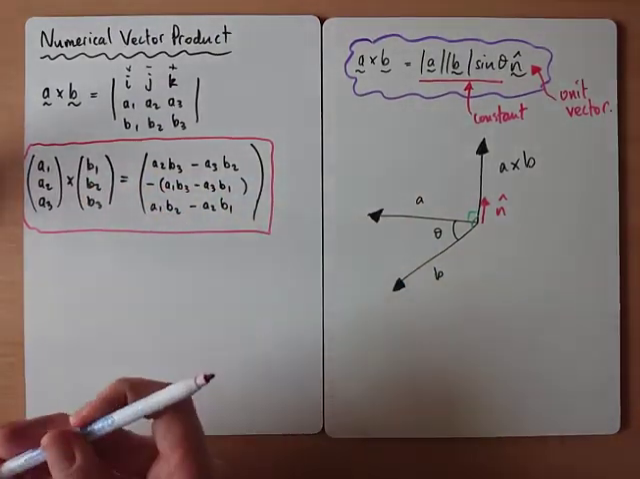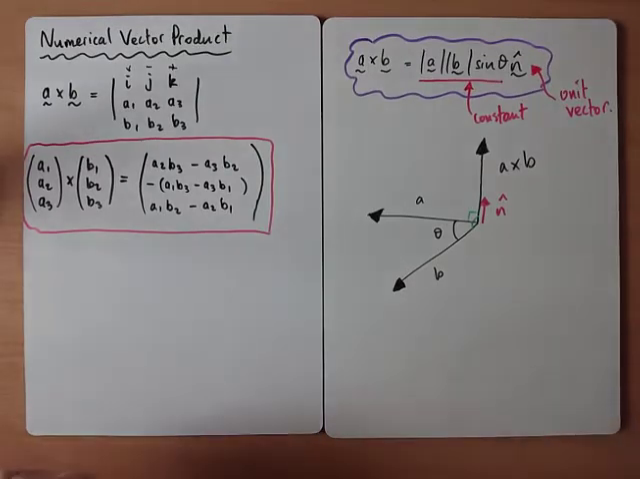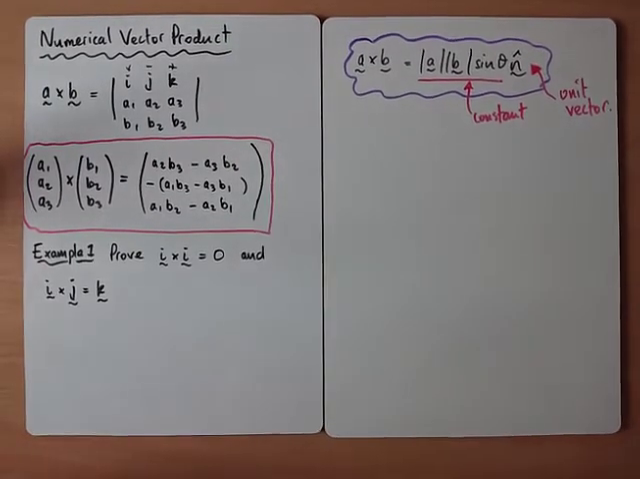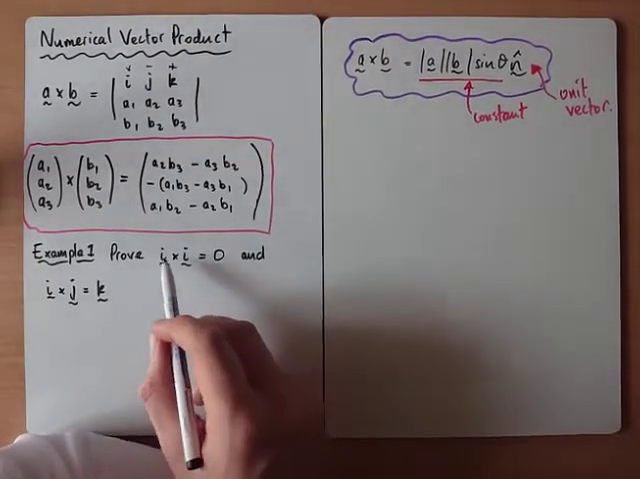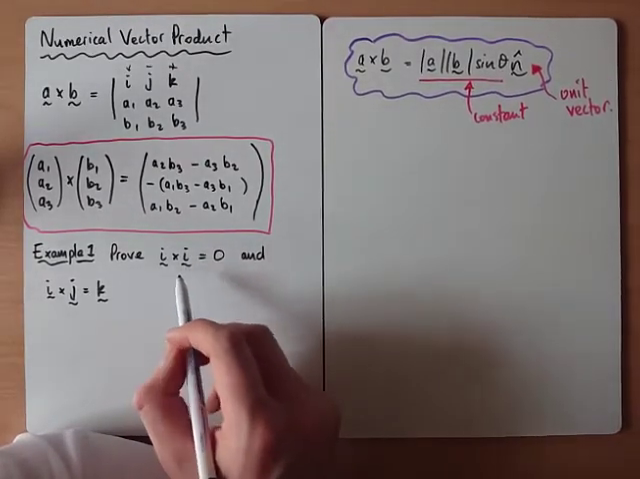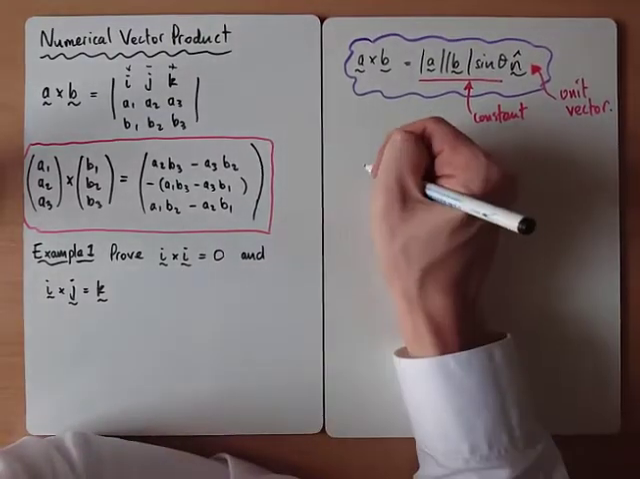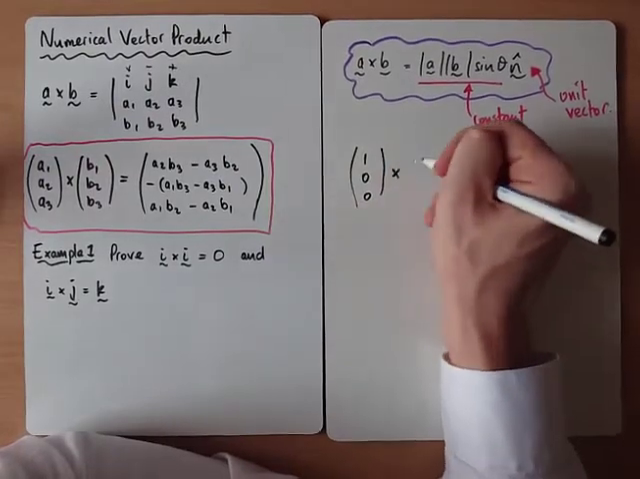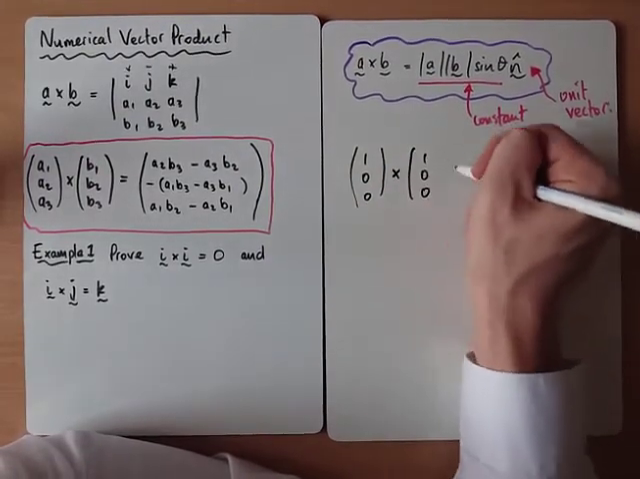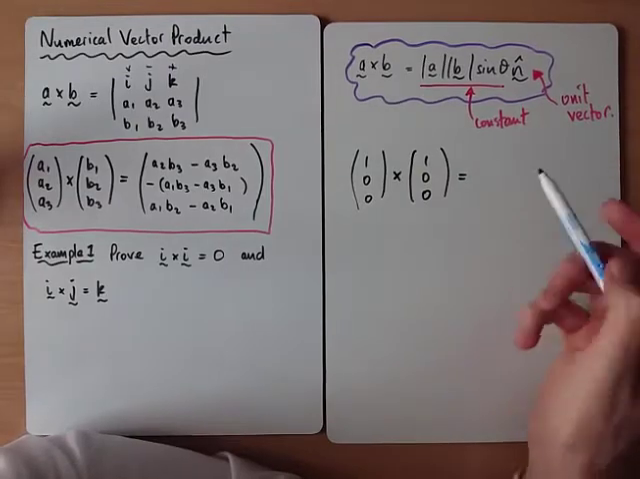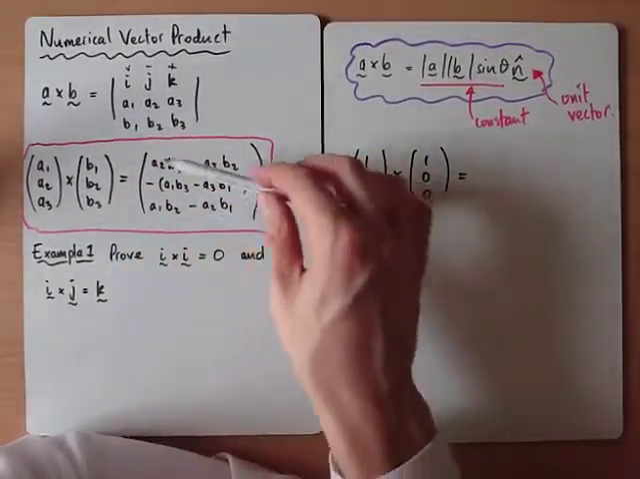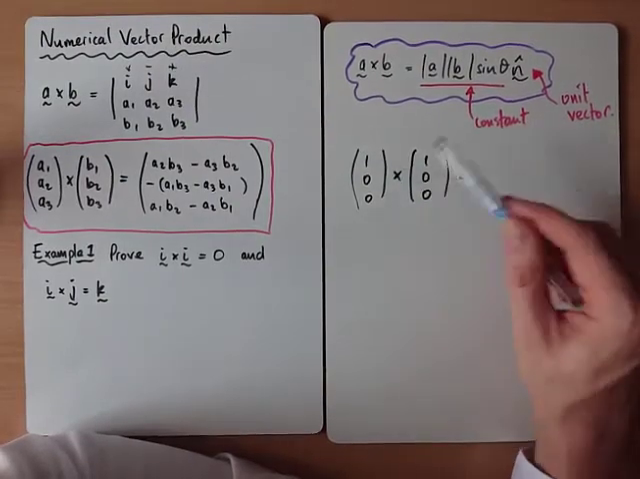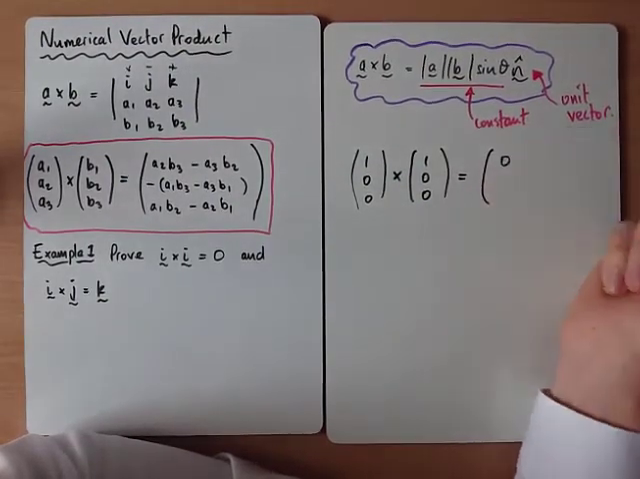Okay, so let's try an example of actually using this formula to calculate the cross product. For the first example, we're going to prove that when we cross product a vector by itself, or in other words two parallel vectors, the answer is 0. So if I want to do i cross i, that would be (1, 0, 0) cross (1, 0, 0). If we apply this rule, cover up the top row, you clearly see they're all 0, so it's going to be 0 times 0 minus 0 times 0, which is 0.